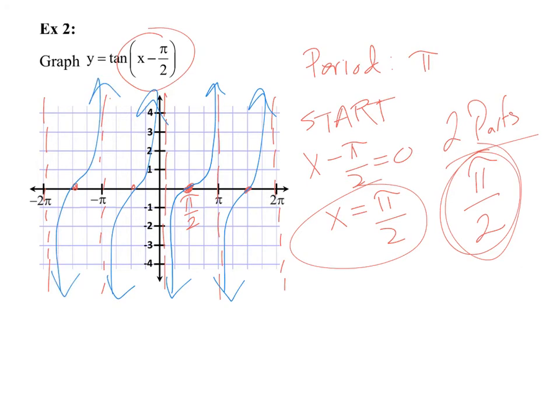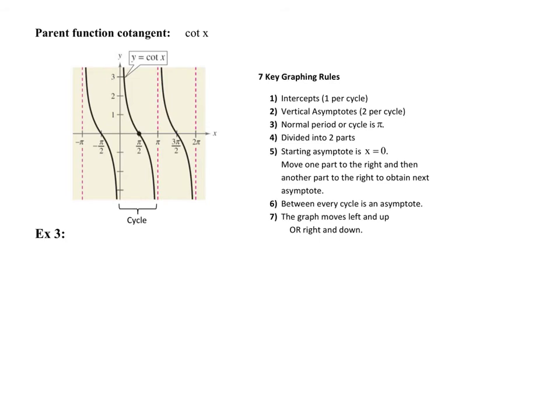All right, that's all there is to it. All right, now we're working with cotangent. All right, there are, once again, 7 key graphing rules.